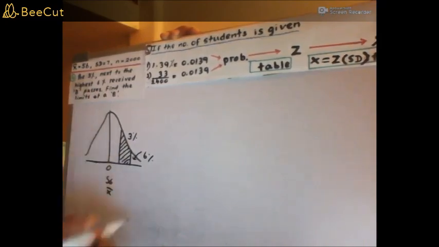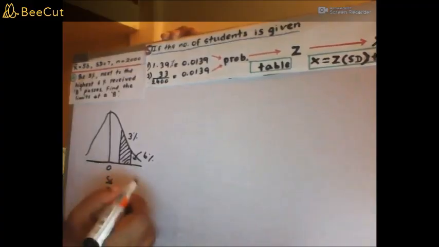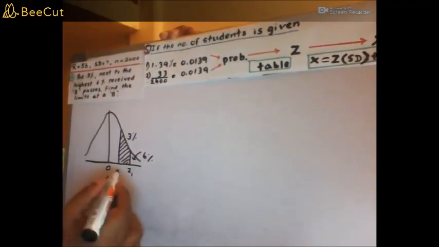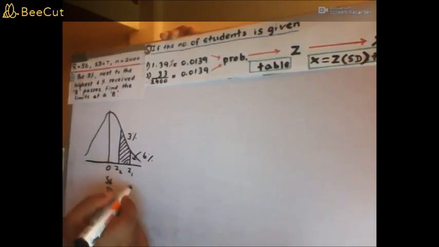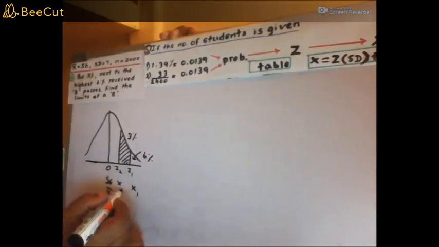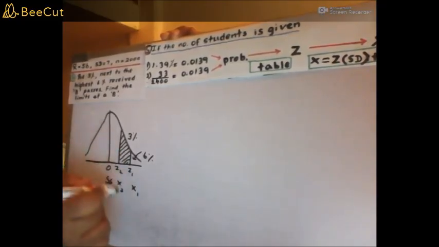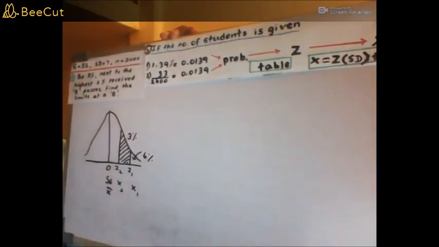Now we have to find the limits, right? So we have to find the Z values. We put Z1 here because we have to deduct now. So Z2, and we have to find X1 and also X2. We have to find the limits. They have given these, right?